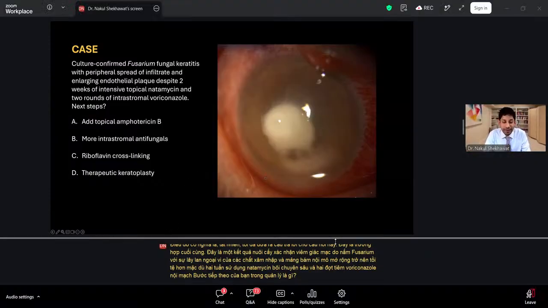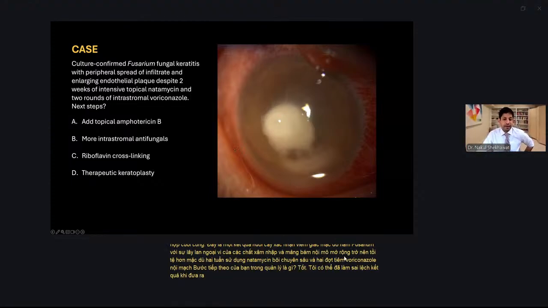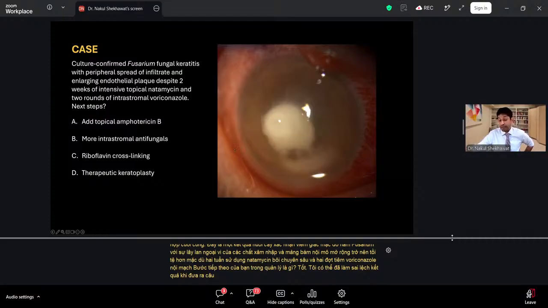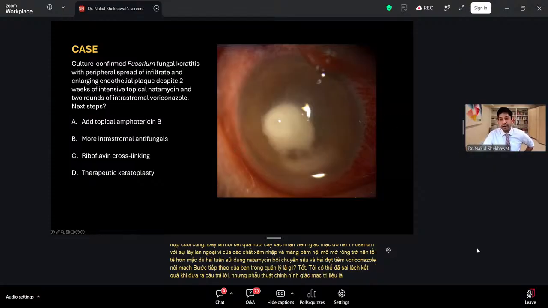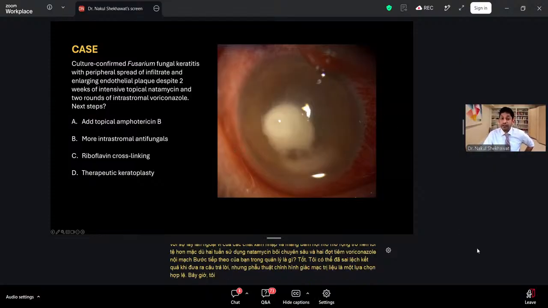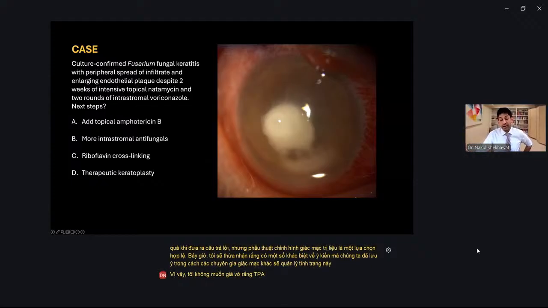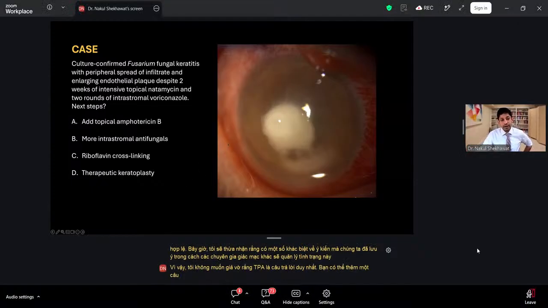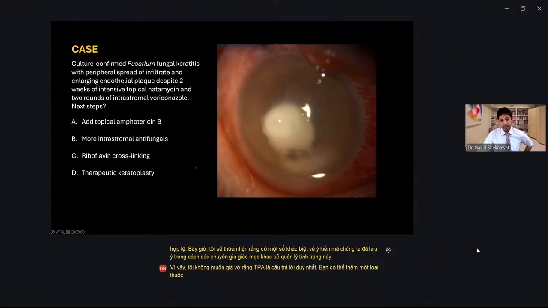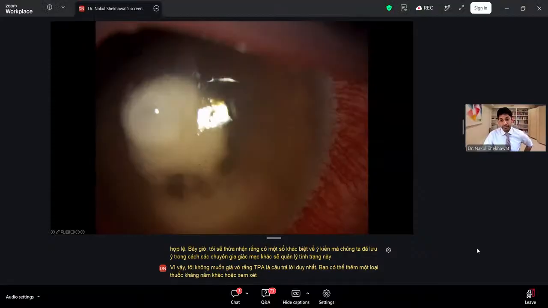Good. I may have biased the results by giving away the answer, but the therapeutic keratoplasty is a valid option. Now, I will admit there are some differences of opinion we've noted in how other cornea specialists would have managed this condition. So I don't want to pretend that TPK is the only answer. You can add another antifungal. You can consider intrastromal injections as well as considering riboflavin cross-linking.